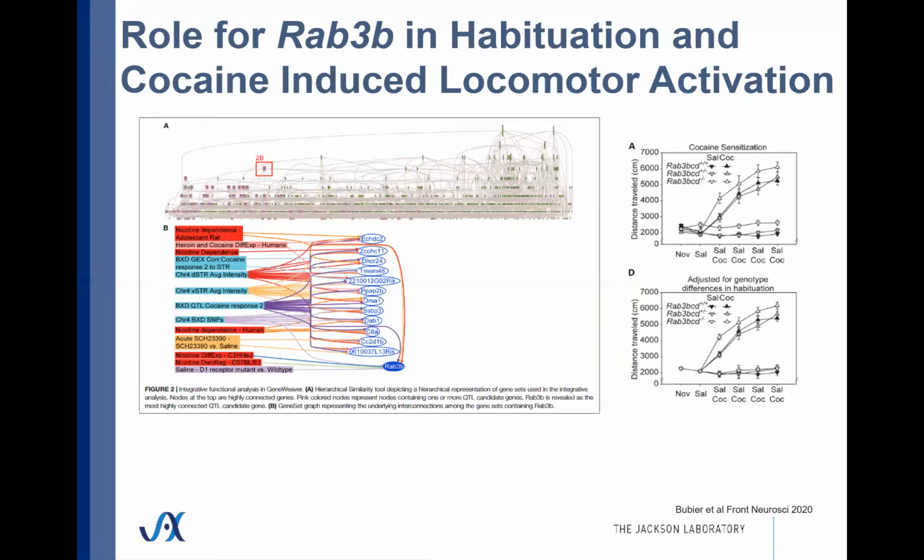This is another one that was recently published where we looked at multiple behavioral QTLs underlying addiction-related behaviors. We looked at differentially expressed genes in humans, and we found that RAB3B, a vesicle-associated protein, is involved both in habituation and locomotor activation in response to cocaine. And again, this one was borne out experimentally in the lab.